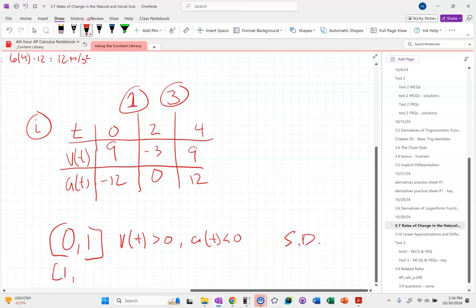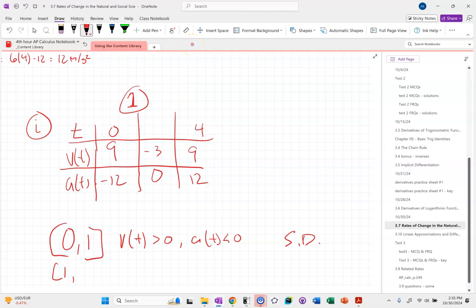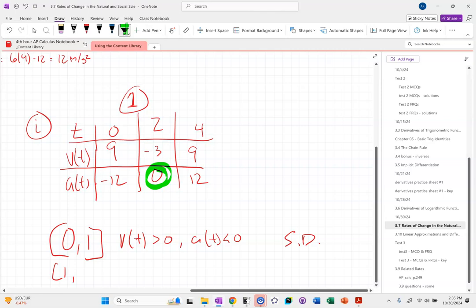From 1 to... no, we have to go to 2. I messed that up. Sorry here, guys. All right, I'll explain in a second. So this is a problem, right? Because what's acceleration of 0 telling you? It's not speeding up or slowing down, right?